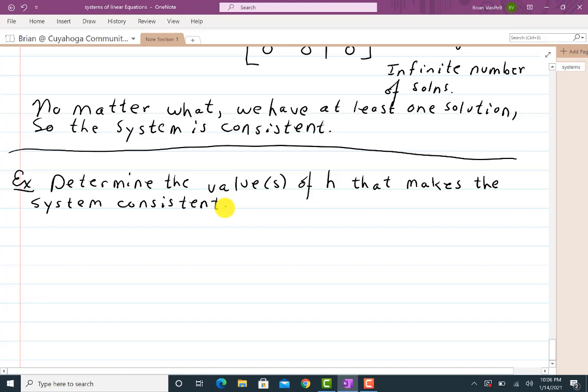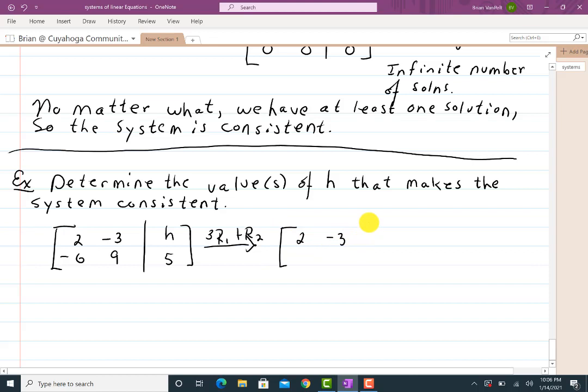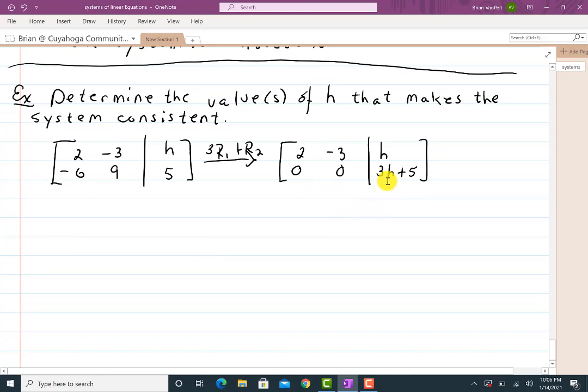So here we try again. Here I have 2, -3, -6, 9. Then I have an h and a 5. So I'm going to be able to wipe out the second row, most of it at least, by simply taking 3 times the first row and adding it to the second row. So I'll get a 0, I'll get a 0, and then on the other side I'll have 3h plus 5. Now if I want this system to be consistent, what I need is for this to equal 0. I need 3h plus 5 to equal 0. That way I'll have a row of zeros at the end. That is, in fact, the value of h that will make the system consistent.